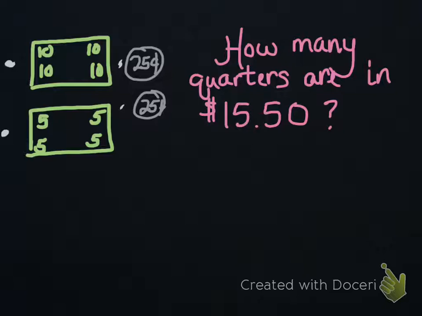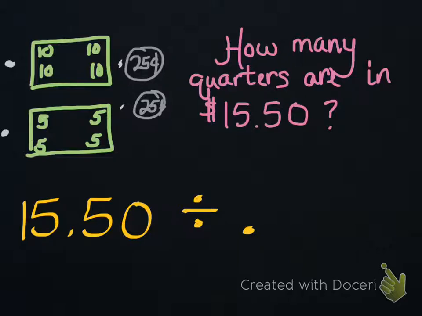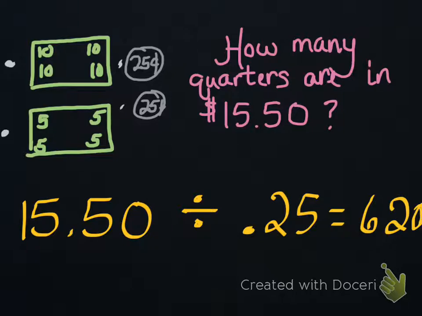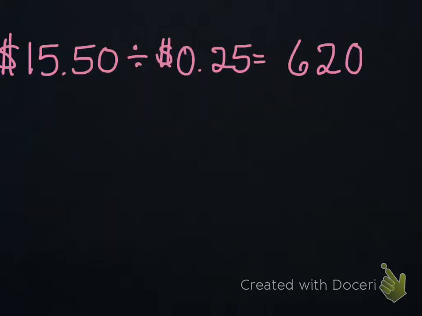Okay, so now I know what it's asking me. I need to think about what operation I'm going to use. Well, I'm using division because I'm dividing $15.50 by 25 cents. And it already gave me the equation, but I'm going to just take the dollar signs out so it's a little bit less confusing. So I have 15.50, and I'm going to be dividing it by 0.25, and then it gave me I think it was 620, and I have to find out where that decimal point is going to go. So there it is written again.